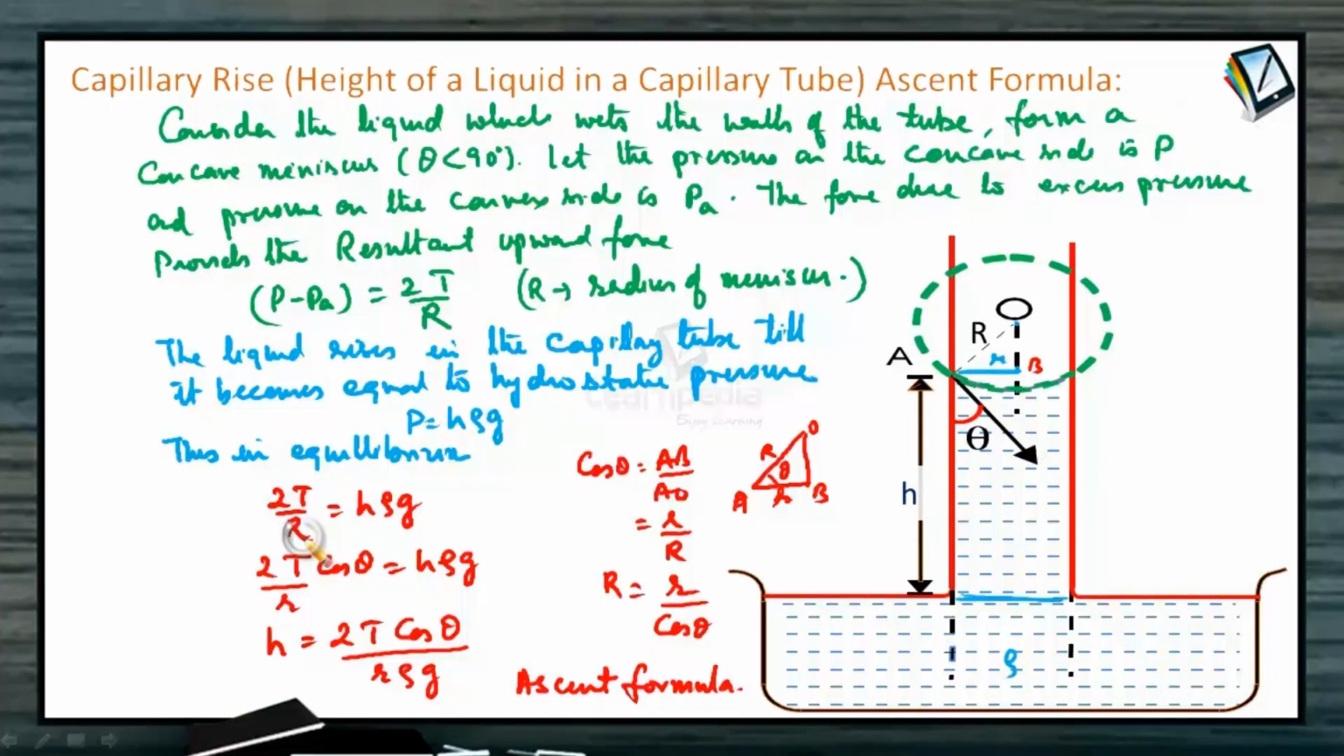R is the radius of the meniscus. Since we don't know the radius of the meniscus, we can write capital R in terms of the radius of the capillary tube as capital R equals r by cos theta. This value of capital R we substitute here. We can calculate H as 2T cos theta by r rho G. This is called the ascent formula. This much height the liquid will rise in a capillary tube. By knowing the surface tension, the angle of contact theta, r the radius of the capillary tube, rho the density and the acceleration due to gravity, we can calculate to what height the liquid will rise in the capillary tube.